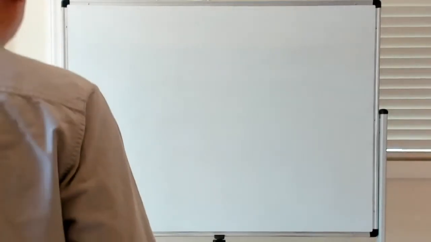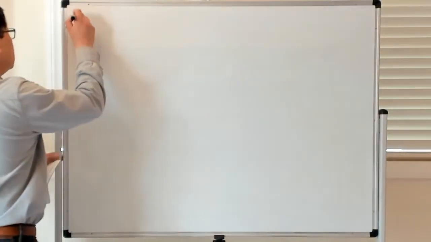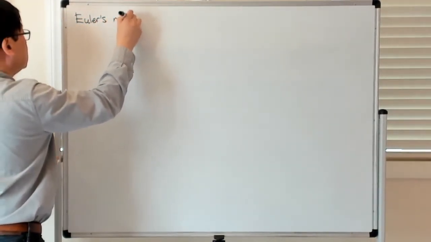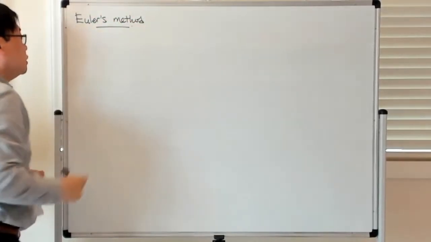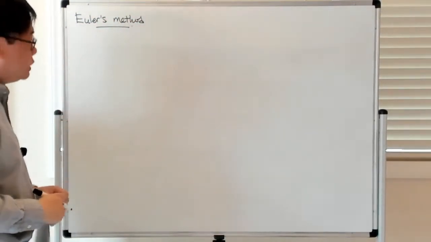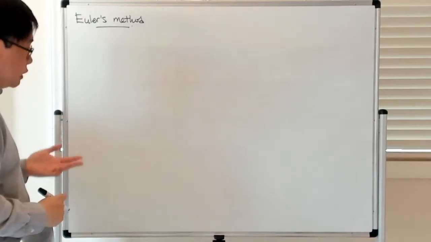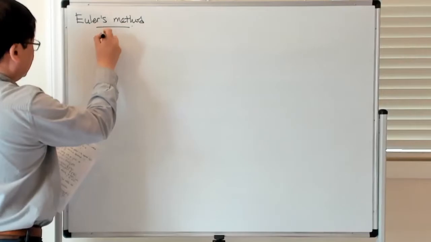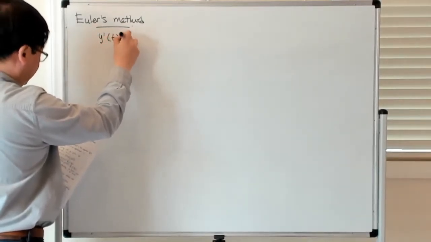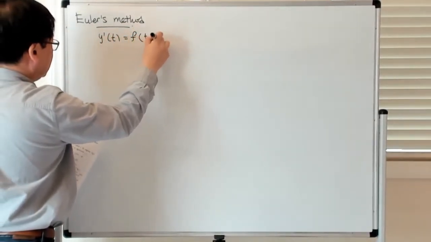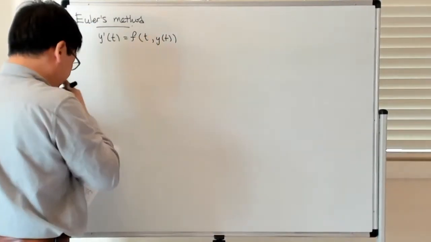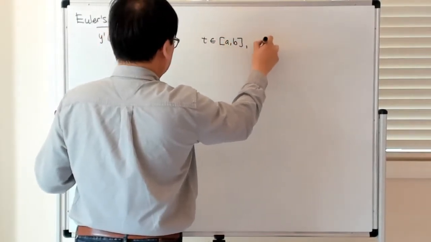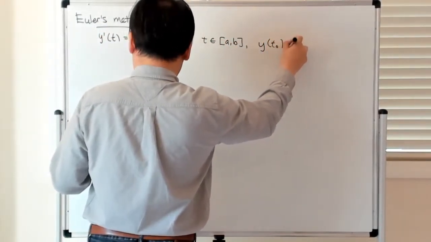All right, so now let's introduce Euler's method, which is quite possibly the simplest numerical method for the solution of an initial value problem. So as before, you start with an initial value problem: y'(t) = f(t, y(t)), where t is in the interval from a to b, and y(t0) = y0.